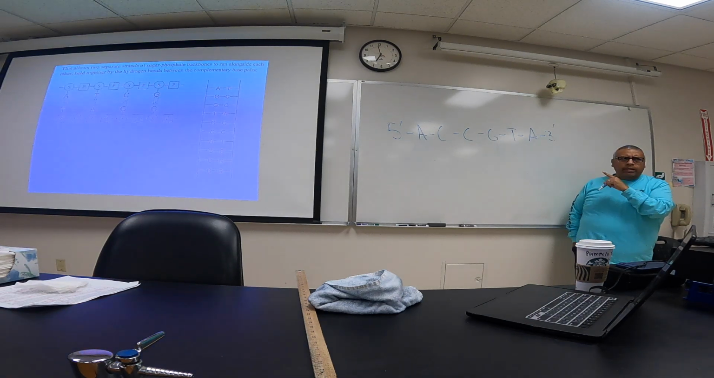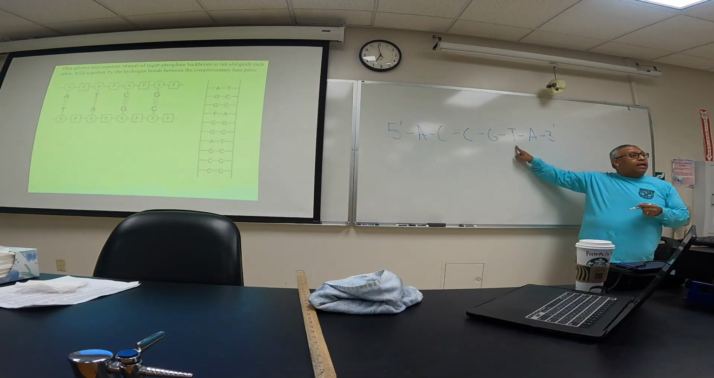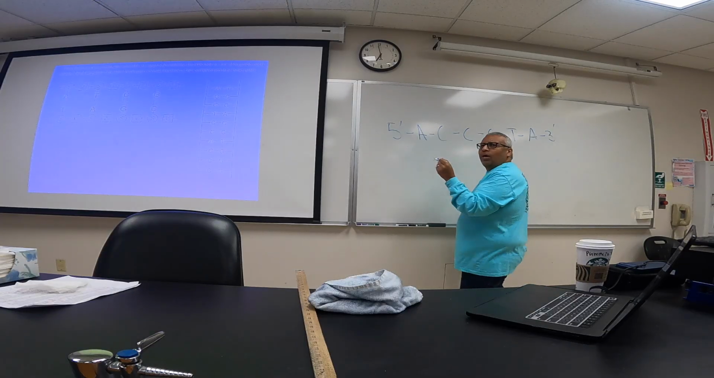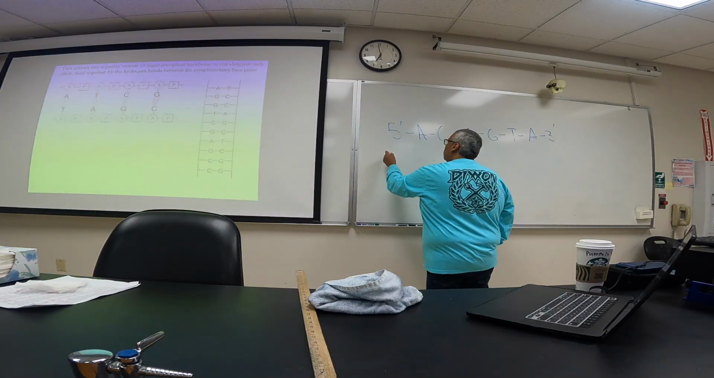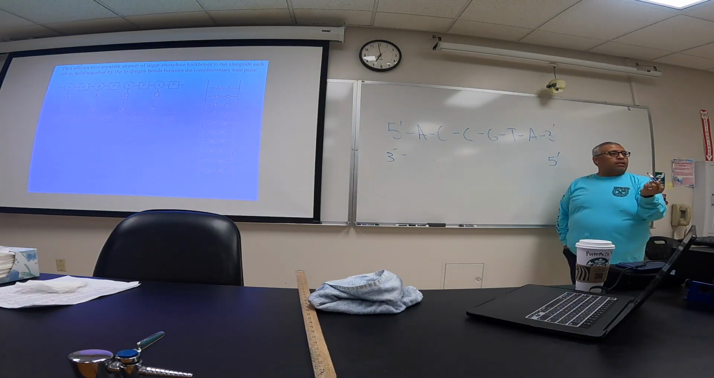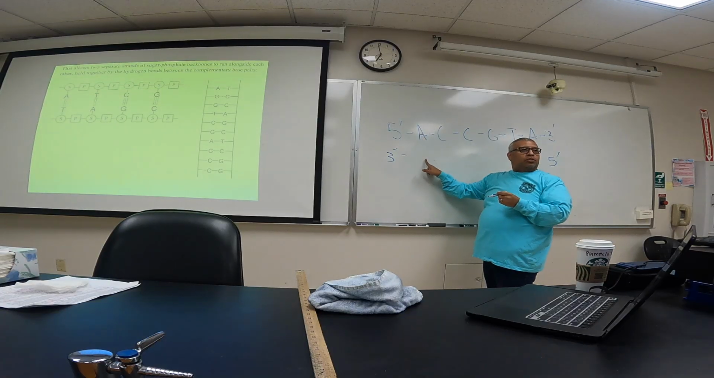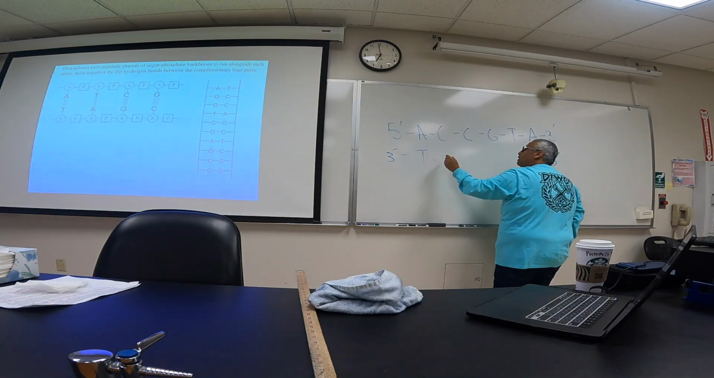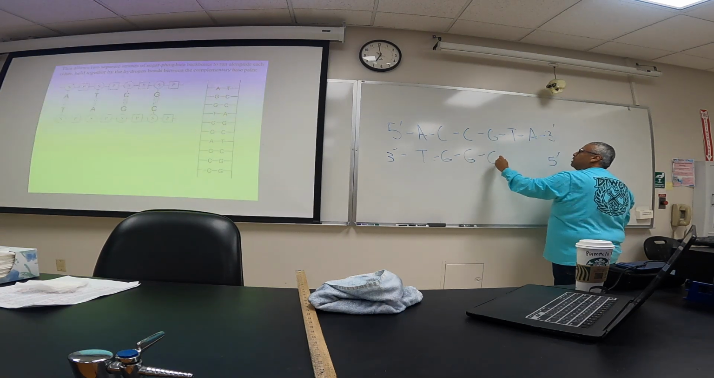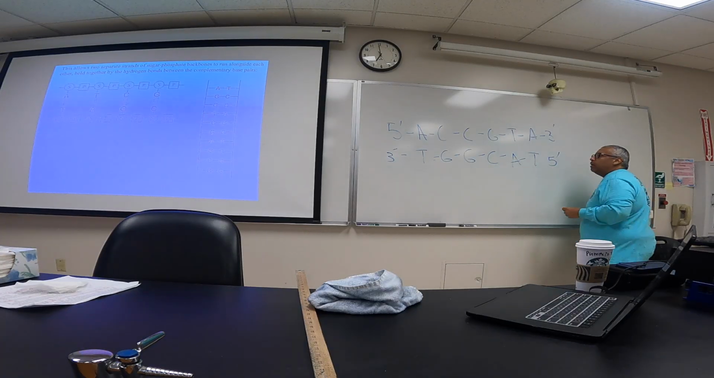Is this RNA or DNA? DNA. How do you know it's DNA? Because it has thymine. These make complementary base pairs that run anti-parallel, which means it's going to run 3' to 5'. So adenine always bonds to thymine, cytosine bonds to guanine, guanine bonds to cytosine, thymine bonds to adenine, and adenine bonds to thymine.